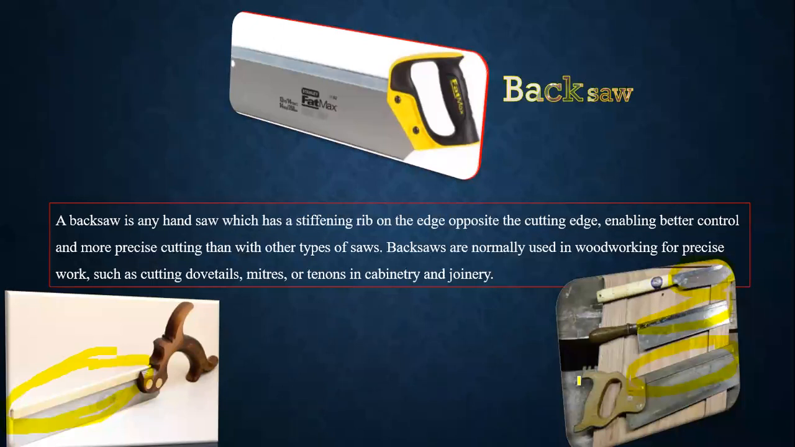I'm saying that when you take the rip saw and the cross-cut saw, they do not have the brass attached.